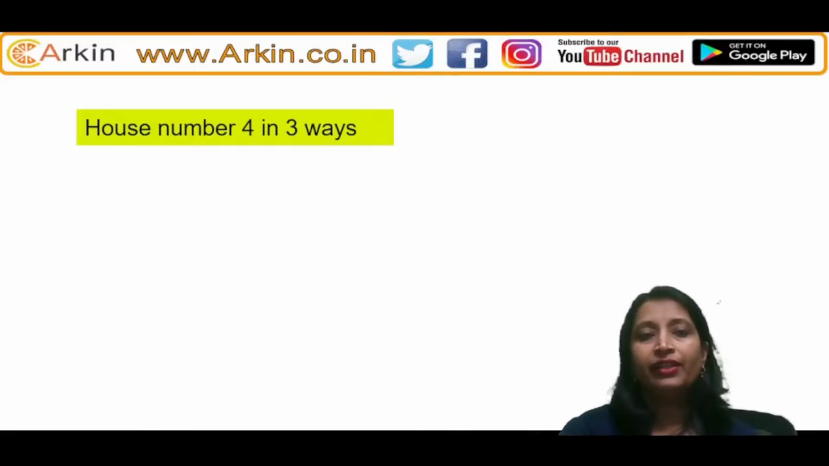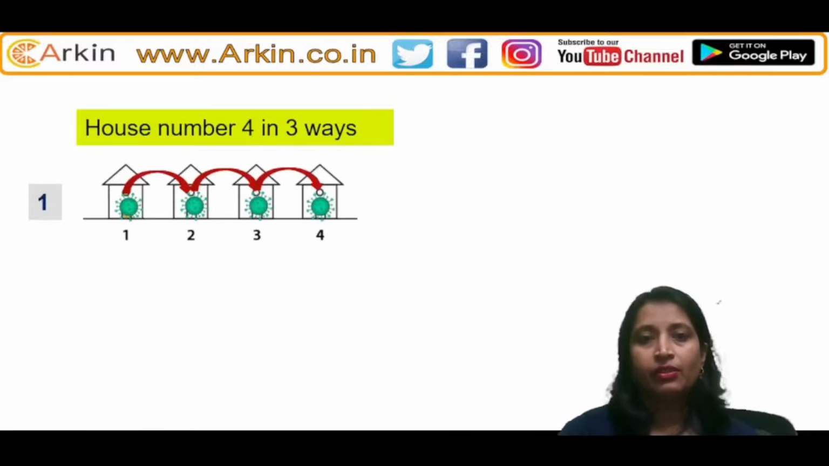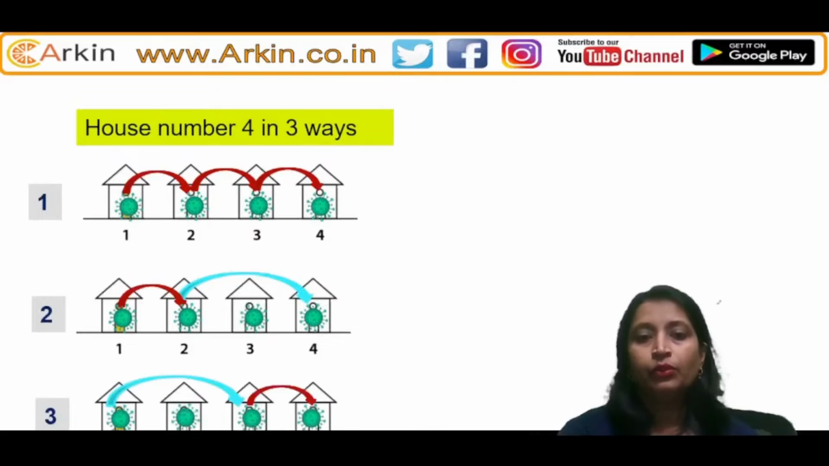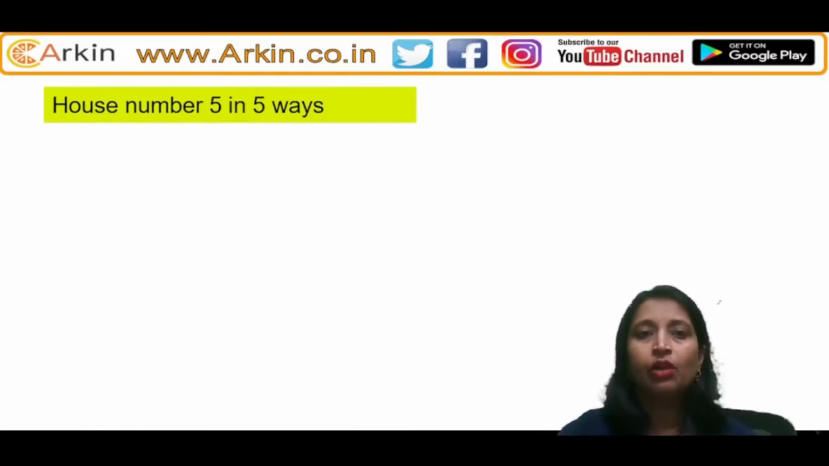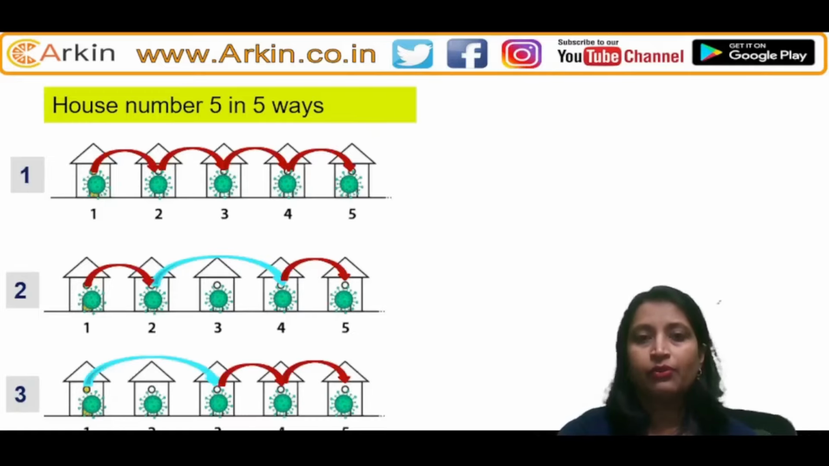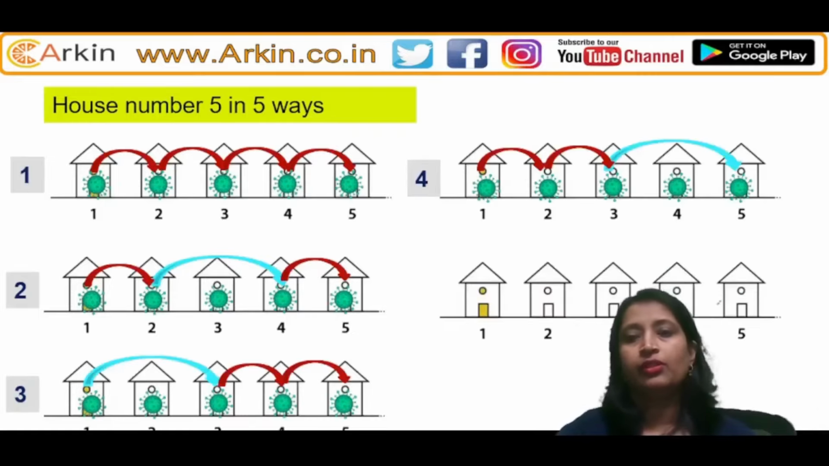House number 4 will get infected in three ways. See, this is directly 1 to 2 to 3 to 4. And then 1 to 2 and it will jump from 2 to 4, that is the second way. Then 1 to 3 and 3 to 4, that will be the third way. Now house number 5 in 5 ways. These are the 5 ways which I have shown here. I hope it's clear to everyone.